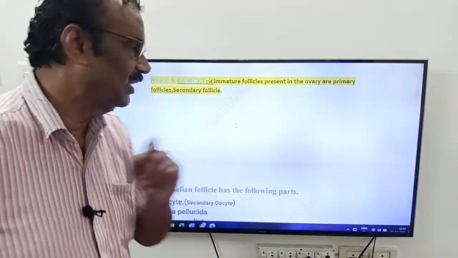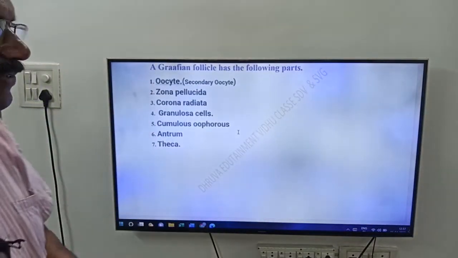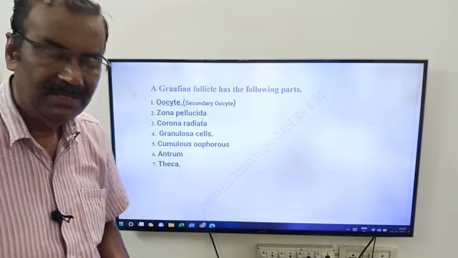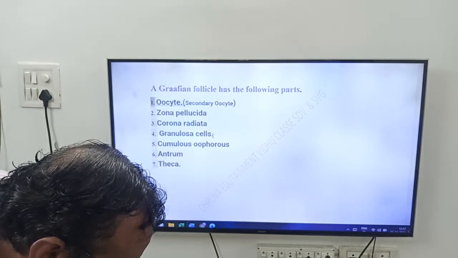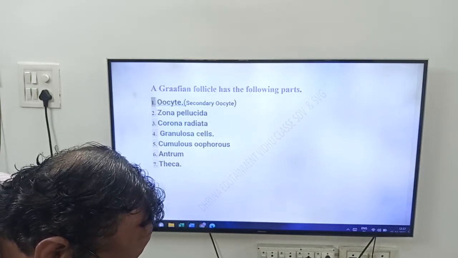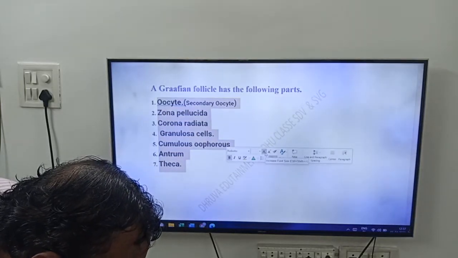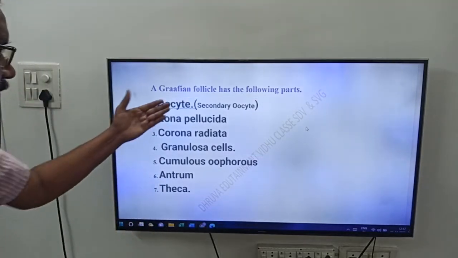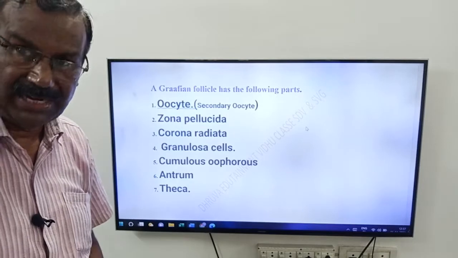Okay, friends. Now, come to the parts of the Graafian follicle. The Graafian follicle has the following parts. What are they? We'll see, friends. Number one, oocyte. It is a secondary oocyte, friends. It is not primary, it is a secondary oocyte.